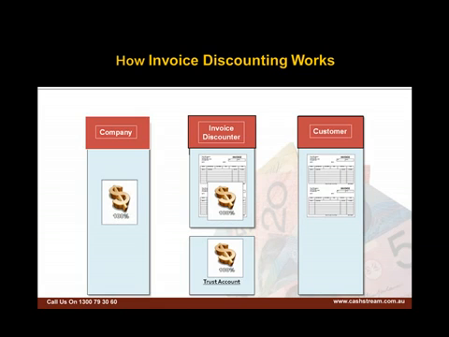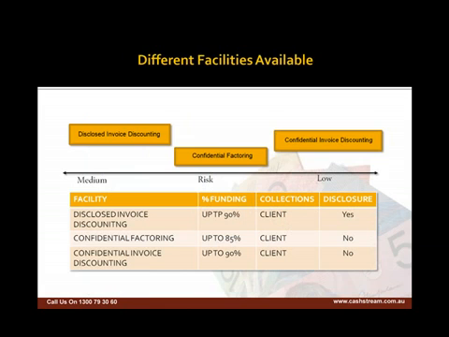So let's look at the facilities available in the marketplace. The facilities available depend upon the risks of your business and the quality of the security being offered, in other words, the nature of your invoices. The greater the perceived risk, the more likely the facility will be on a disclosed basis, in other words, your customers will know the invoice discounter is involved. Now, as risks reduce, primarily through good profitability, so confidential facilities become more likely.